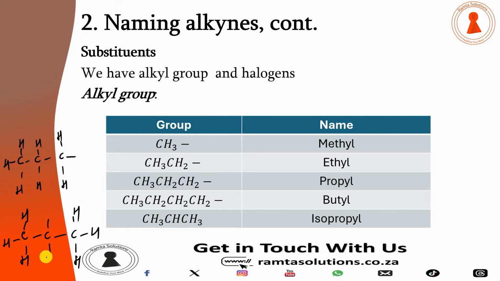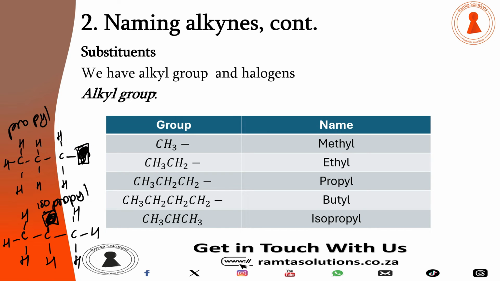Okay, this is isopropyl. The longest chain will be bonded to this central carbon. That's the difference between them. Remember, this is propyl and this is isopropyl. Okay, this is isopropyl. Happy? Tada.